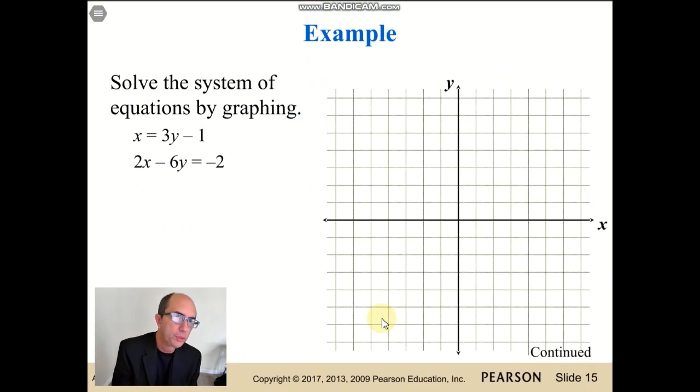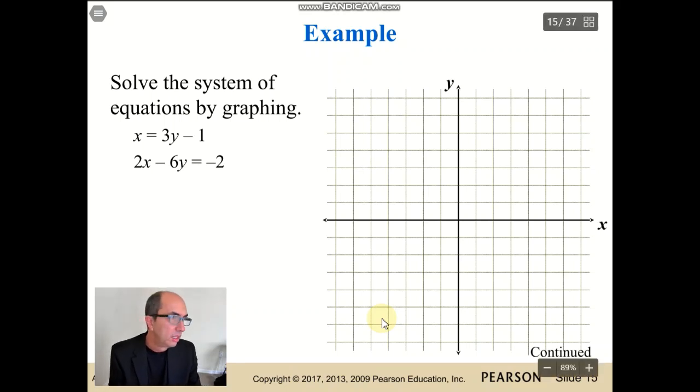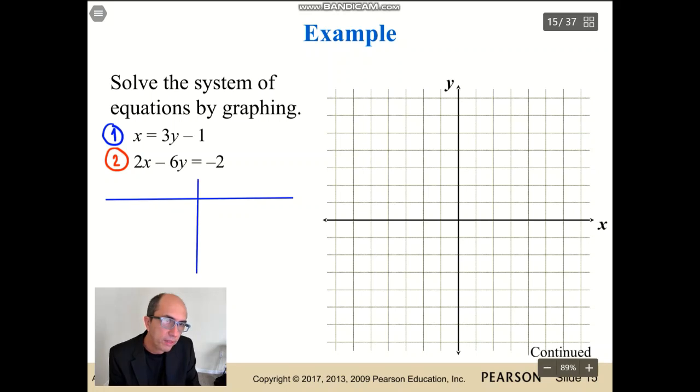Solve the system of equations by graphing. Now we have x equals 3y minus 1 and 2x minus 6y equals -2. I can see something interesting on this system, but let's first graph and then we can check it out. We will do kind of the same thing we've done before, right? This is equation number 1.